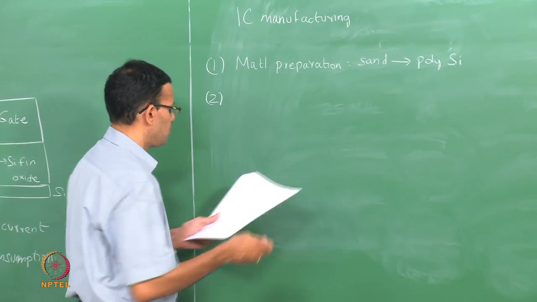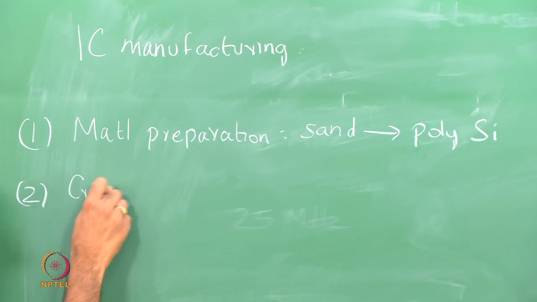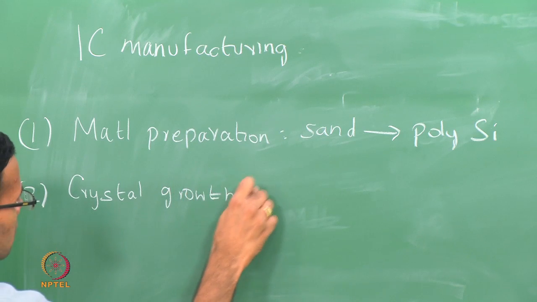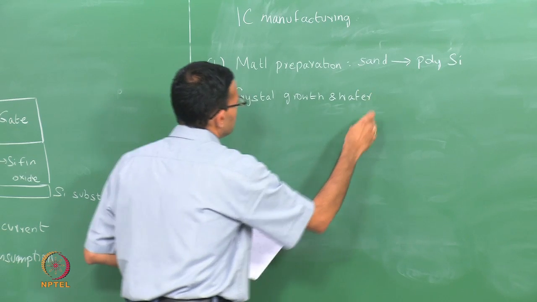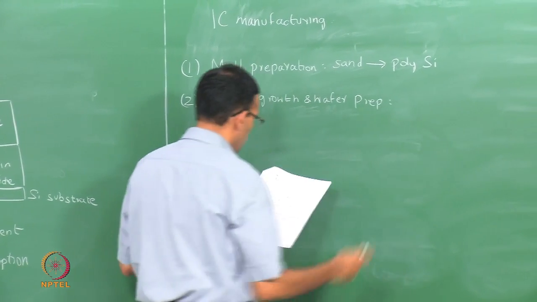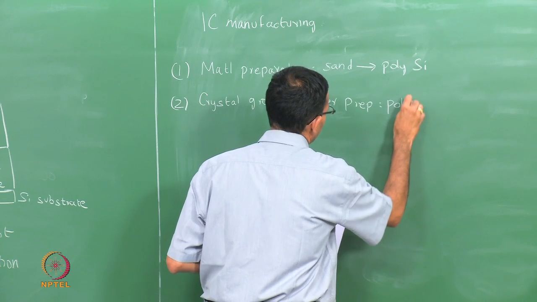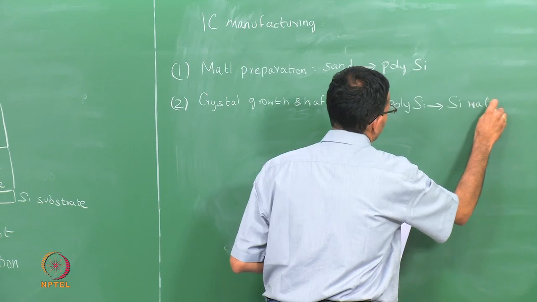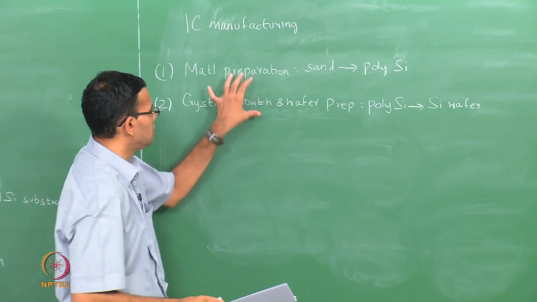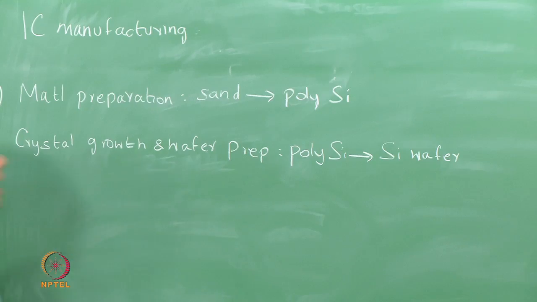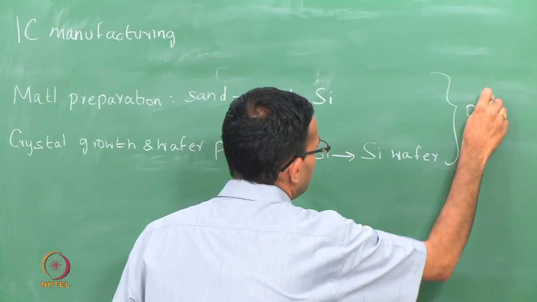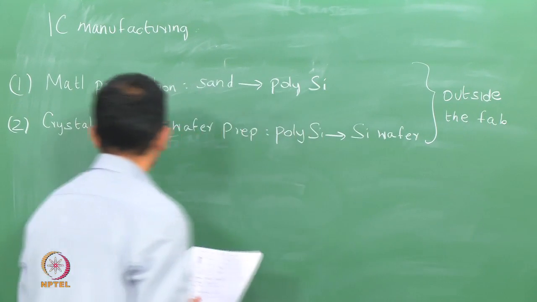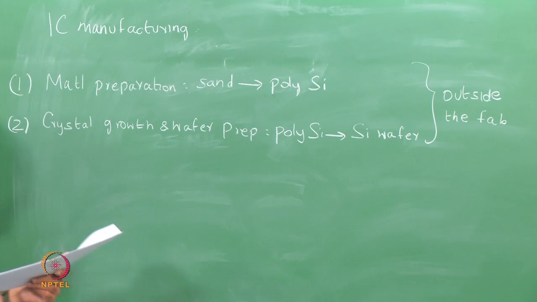So, the next step is converting the polycrystalline silicon to single crystal. So, crystal growth. Wafer preparation. So, you are converting the polysilicon into your silicon wafer. So, these two processes take place outside the fab, so that they act as the input to whatever IC fabrication happens in the fab. So, the input to your fab is a bare silicon wafer.